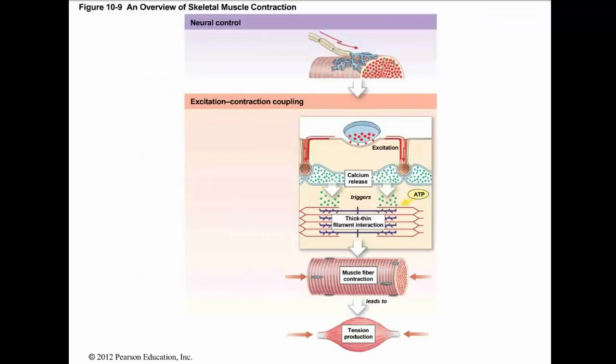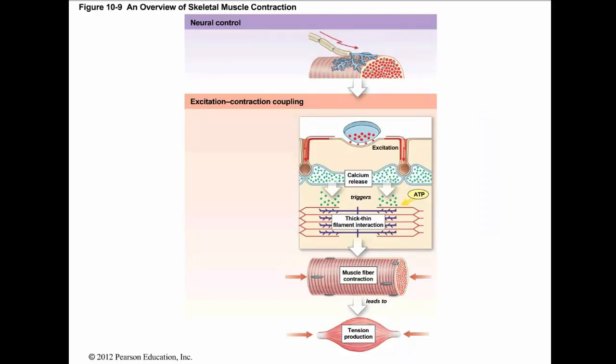So here we can see in the top part of the picture, in the purple area, the neural control. So that bit coming down, what looks like three sausages, is actually a nerve. And the nerve is spreading out across the surface of the sarcolemma, or the surface of the muscle cell.